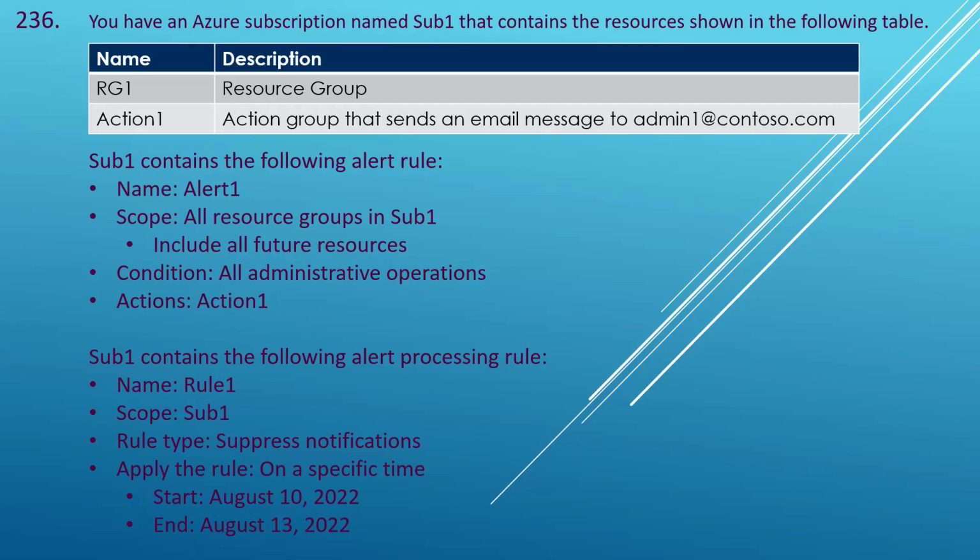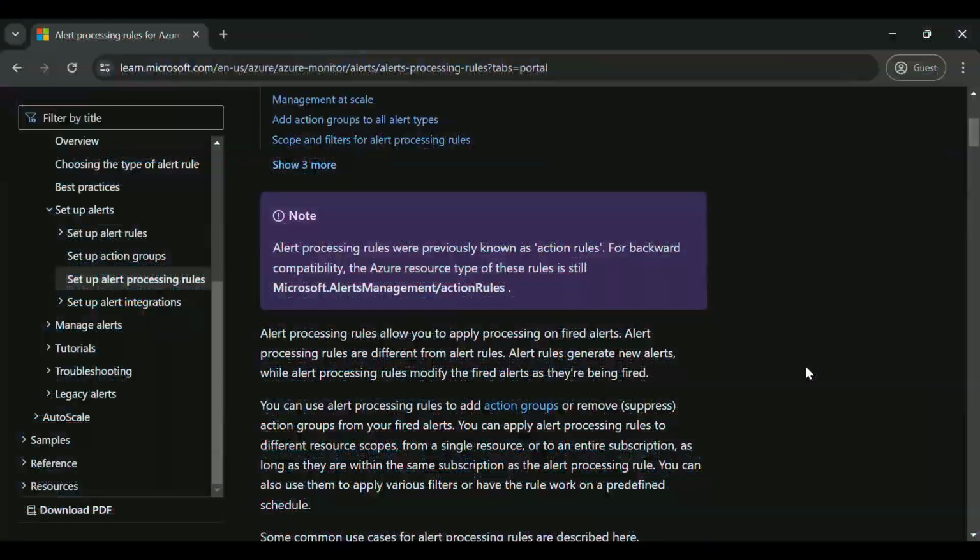Friends, before looking at next part of the question, let's understand the difference between alert rule and alert processing rule, as that is very important to answer this question. Alert processing rules allow you to apply processing on fired alerts. Alert processing rules are different from alert rules. Alert rules generate new alerts, while alert processing rules modify the fired alerts as they are being fired. You can use alert processing rules to add action groups or remove or suppress action groups from your fired alerts.